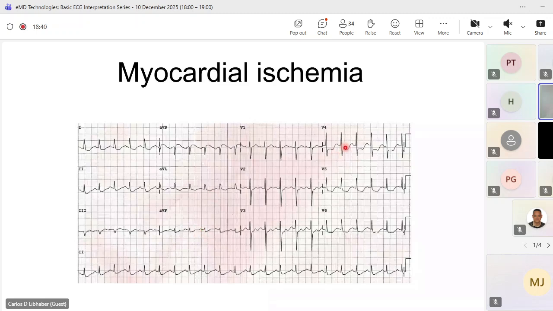And look in V4, V5, and V6. It even goes down. So it's ST depression, ST segment depression. J point is depressed, the ST is depressed, is downsloping, and it takes definitely more than 2 small squares to go back.